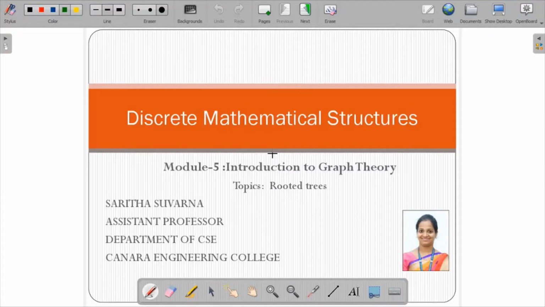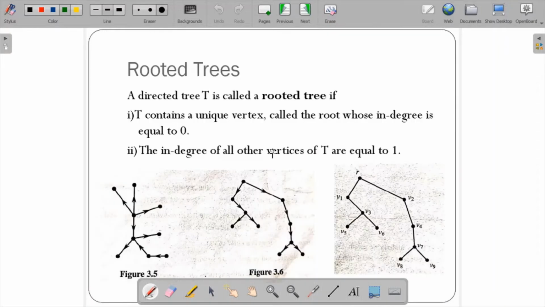Students, today we will be learning about rooted trees under the concepts of introduction to graph theory. A rooted tree is nothing but a directed tree T. A directed tree T is called a rooted tree if T contains a unique vertex, called the root, whose in-degree is equal to 0, and the in-degree of all other vertices of T is equal to 1. Here are two figures they have given.